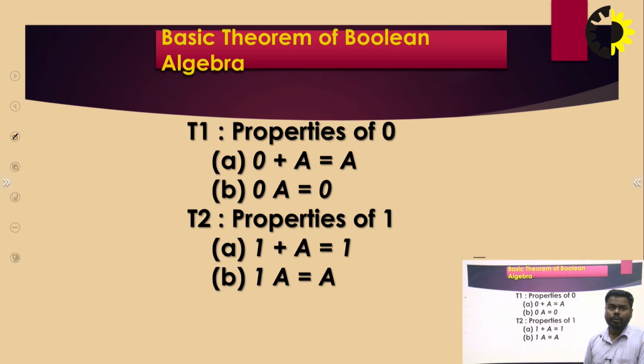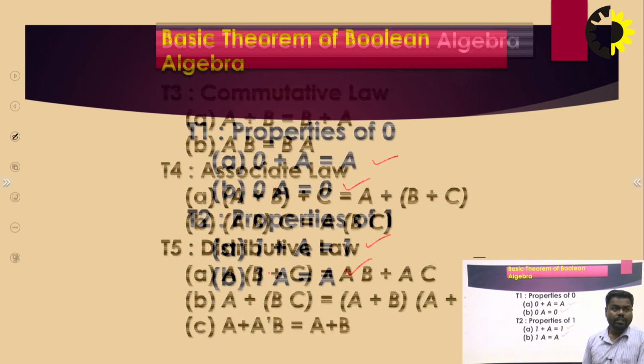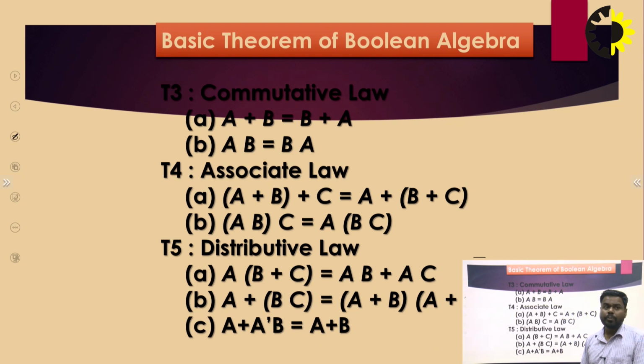Basic theorems of Boolean algebra. There are basic theorems for Boolean algebra. Properties of 0: 0 plus A is A, 0 dot A is 0. Properties of 1: 1 plus A is 1, 1 dot A is A. These are the properties. Next property, commutative property.